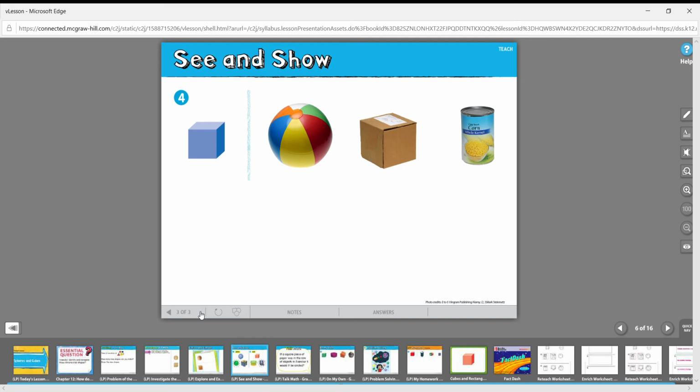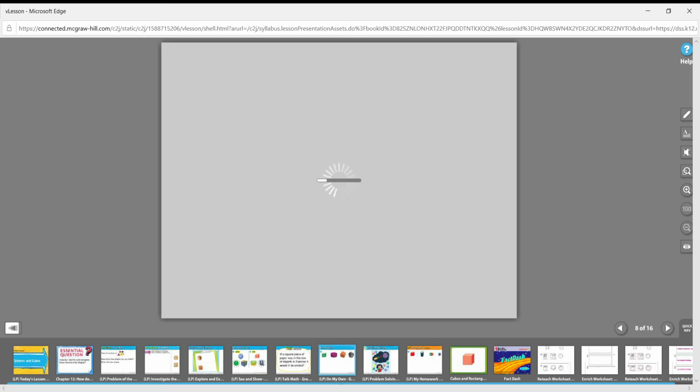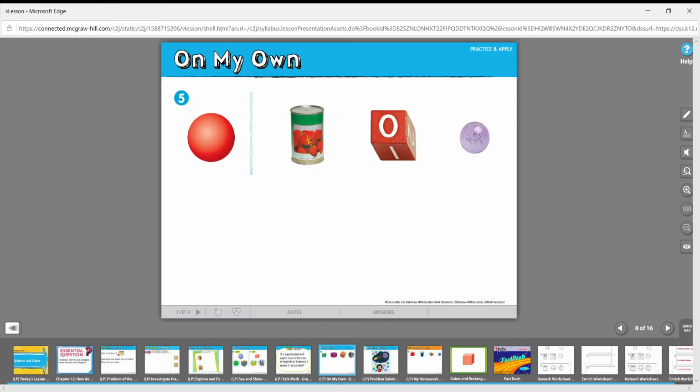Then we will go on to On My Own. You should be able to do this part on your own. You shouldn't need any help on it. Here's number five. It looks like the same thing that we just did. You should be able to look at the sphere over here, look at each of these shapes, and circle the shape that is the same, the sphere. You do that for each of the problems on this page. And then you go on to the last page.